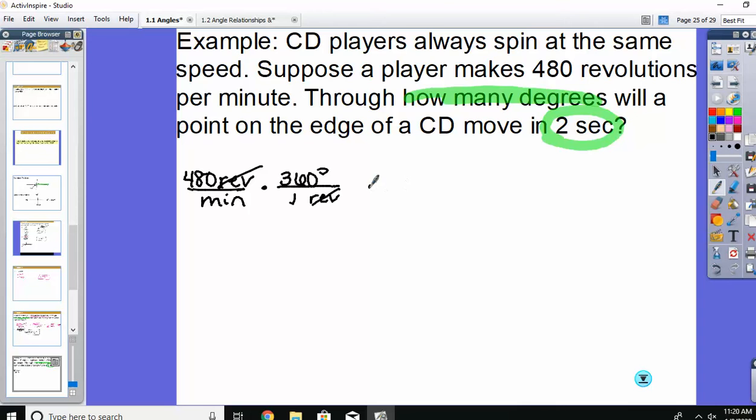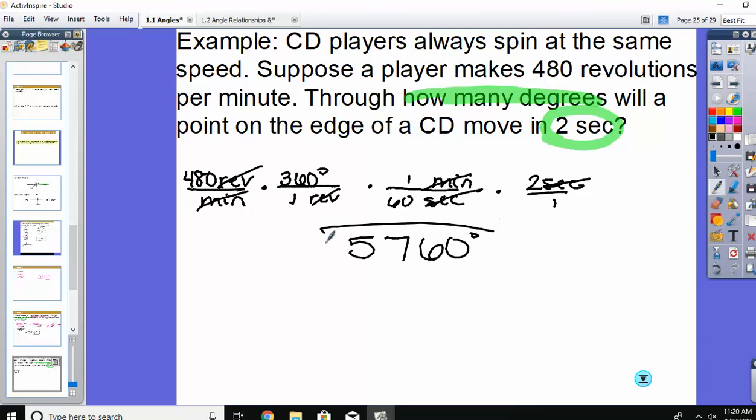I have seconds, so I need to change my minutes. They're on the bottom, so I need to put them on the top to cancel. So 1 minute is 60 seconds. So those would drop. We're traveling for 2 seconds, so I'm just going to put that over 1, so my seconds would drop. So 480 times 360 times 2, and then you have to divide that by 60, so you get 5,760 degrees. Okay?